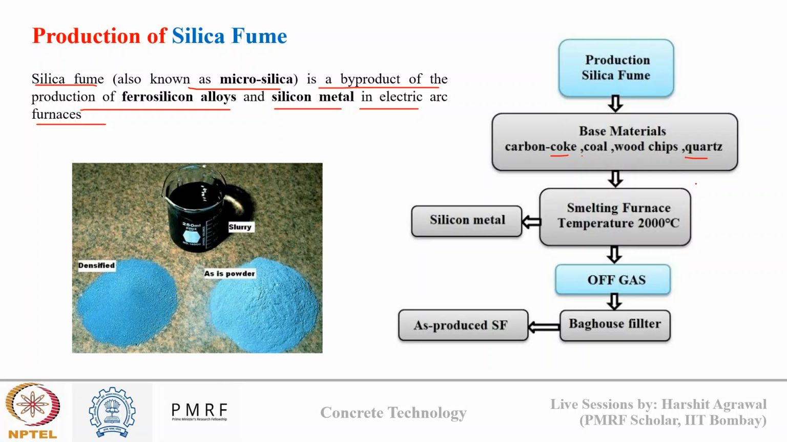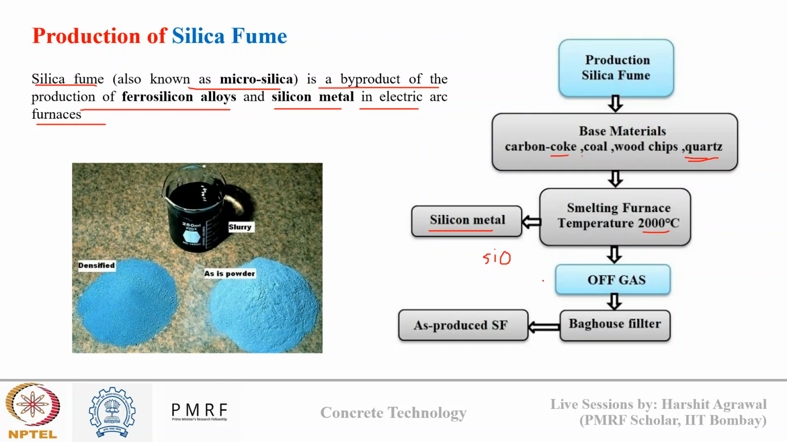These materials are fed into an electric arc furnace to produce silicon and ferrosilicon alloys. Okay, inside the furnace, the temperature is around 2000 degrees Celsius, and this is where the chemical reaction occurs. Okay, so this quartz will convert into silicon metal. Now the silicon metal and the ferrosilicon alloy are collected at the bottom of the furnace. However, during the process, silicon monoxide, SiO gas, is also produced, and it rises with the hot gases.